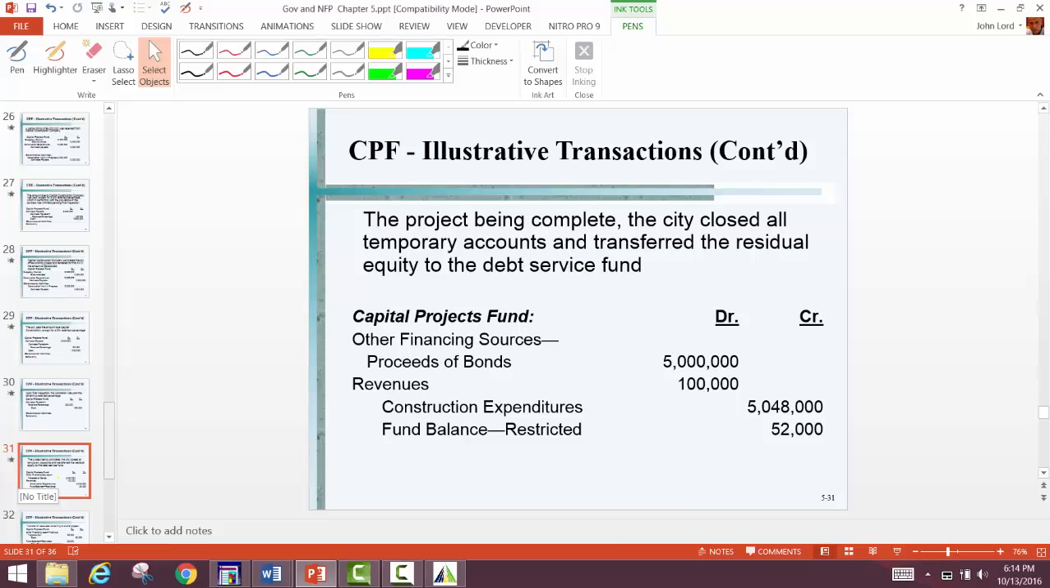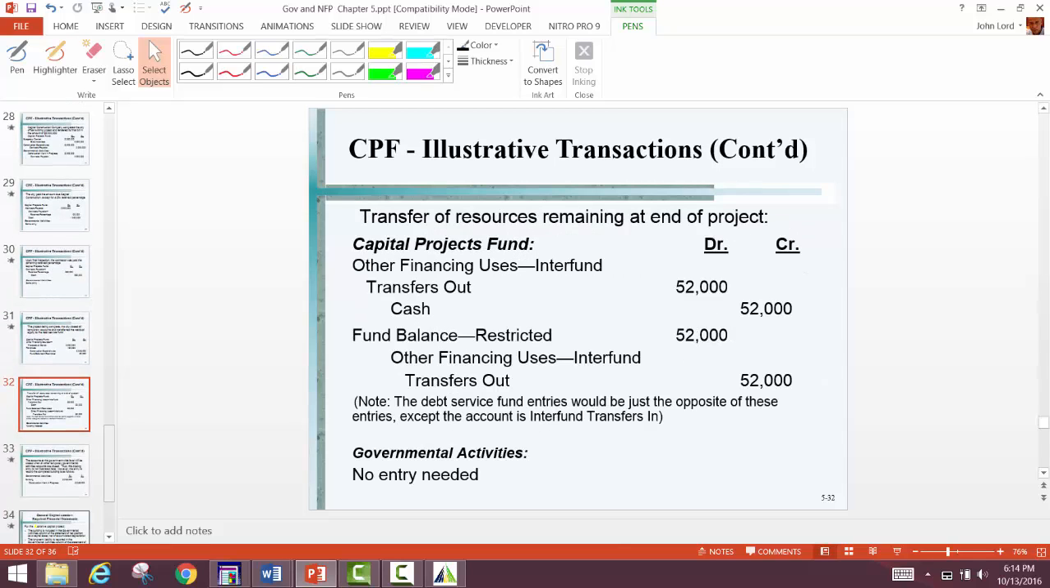That money is restricted because of the bond covenants, right? An external requirement means that money is restricted, and the bond covenant often says any money that is not used on the construction of this needs to be sent over to the debt service fund, right? So we've got 52,000 that we haven't used yet, right? So what are we going to do? We're going to send that over to our buddy, the debt service fund, by debiting the transfer out, crediting the cash.